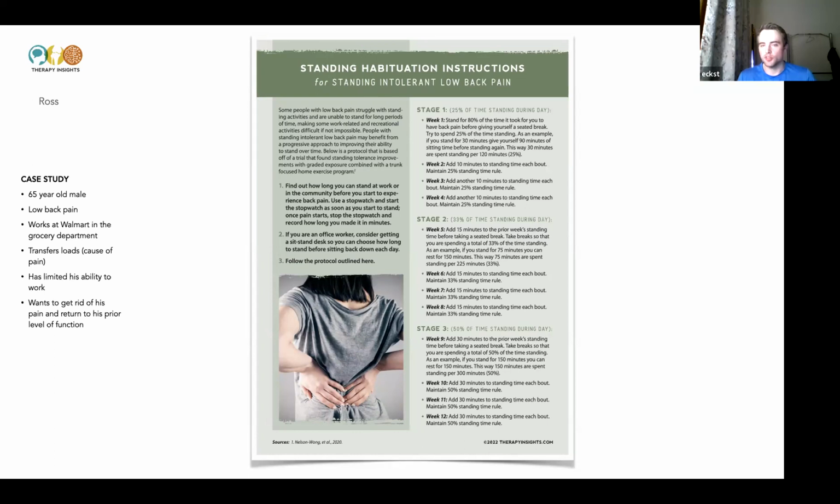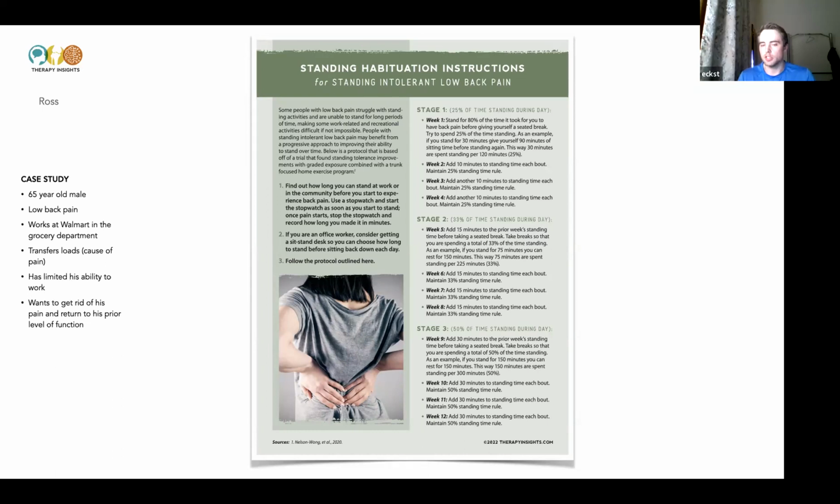So the first stage, you spend 25% of the time standing. During week 1, you're say 30 minutes. Week 2, you add 10 minutes, it'd be 40 minutes, but you're still only standing 25% of the time, meaning that your rest break would have to lengthen as well. And then you follow that protocol for 4 weeks. And then at stage 2, you go to 33% of the time standing, kind of follow that same protocol where you're adding, but this time it bumps up a little bit. You add 15 minutes per week, how long you stand. And then you're maintaining that 33% standing time rule. And then stage 3 bumps it up to 50%.